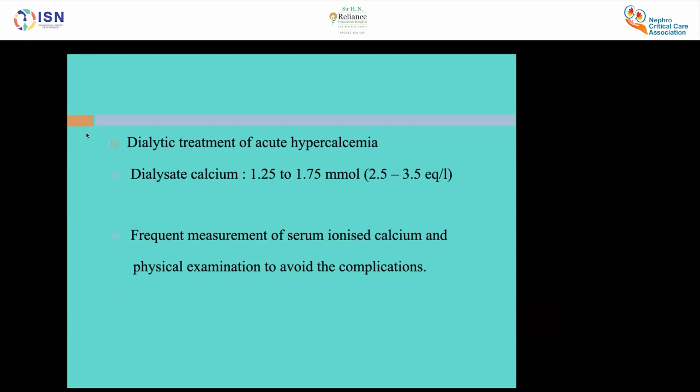The dialytic treatment of acute hypercalcemia: the dialysate calcium we can use is 1.25 to 1.7 millimole, that is 2.5 to 3.5 milliequivalent per liter. We should do frequent measurement of serum ionized calcium and physical examinations to avoid complications.